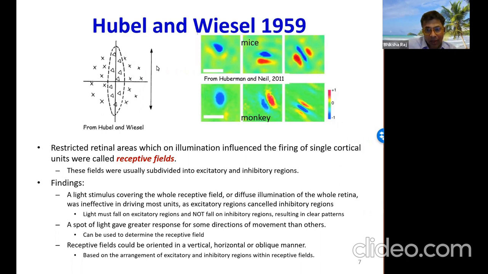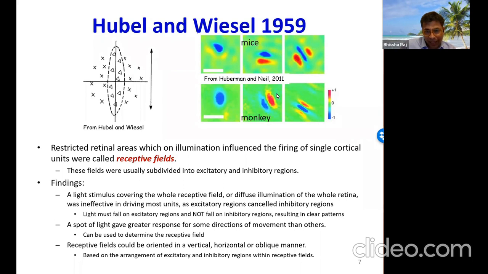For a neuron to fire, light must fall on the excitatory region, and at the same time, it must not fall on the inhibitory region. And the neuron responds if the light follows this pattern. So by moving a spot of light around and finding which directions of motion resulted in the greatest response, they could find the structure of the receptive field. And they found receptive fields are generally linear patterns, which could be, say, horizontal, or vertical, or at an angle.